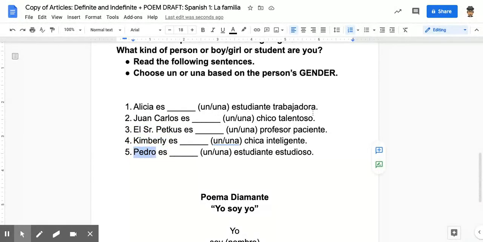Now, in each of these sentences, we are going to say what kind of student, what kind of boy, what kind of teacher, what kind of girl, what kind of student is each. So I give you the subject, I give you the verb ser for es. Alicia es, she is. Juan Carlos es, he is. El señor Pecas is, es. Kimberly es, Pedro es. We go to try and decide whether we're going to use un or una based on that person's gender. Alicia es una estudiante trabajadora.